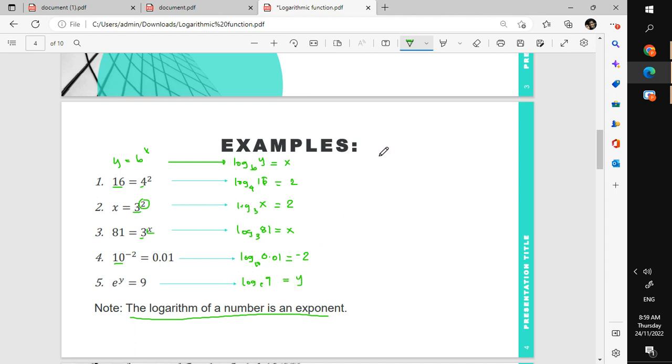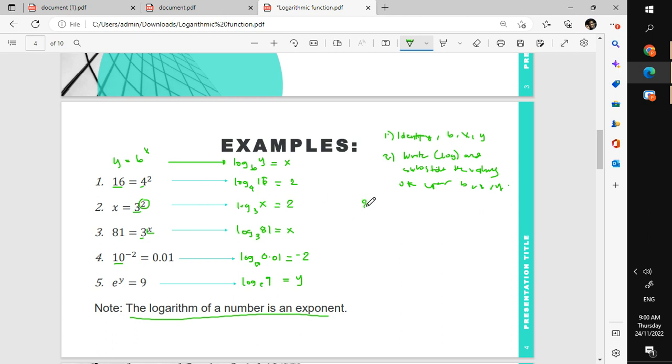Or if you get confused, I will give you another way to convert this into its logarithmic form. Number one, you have to identify your base, your x, and your y. Number two, write the log, and substitute the values of your b, x, and y.